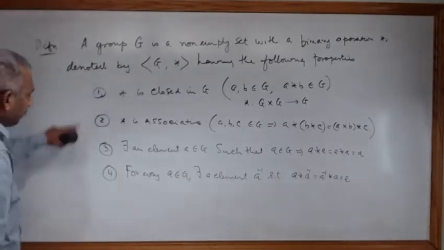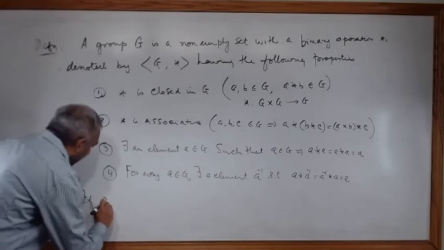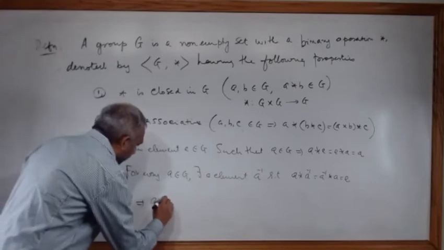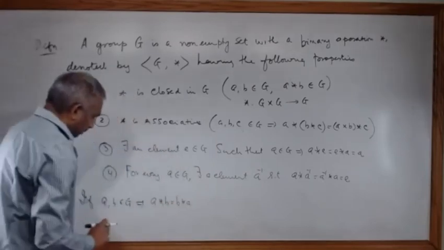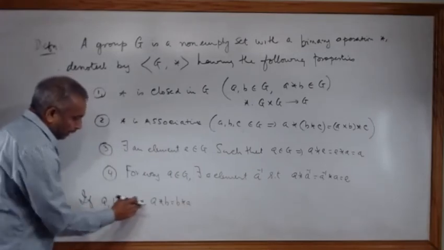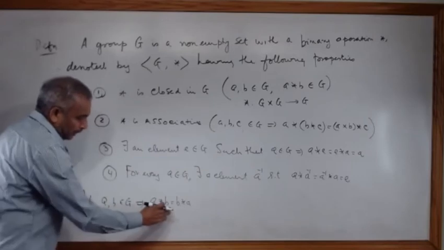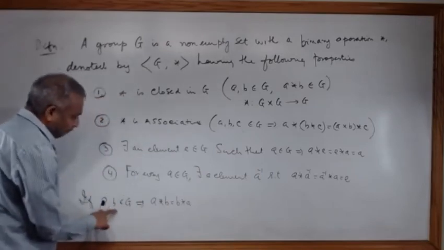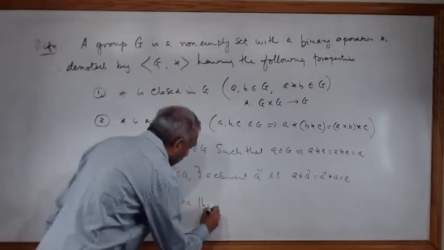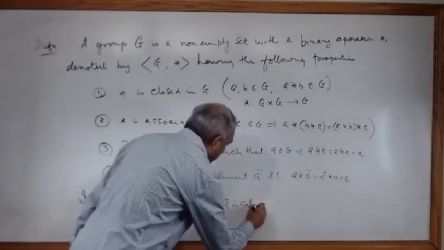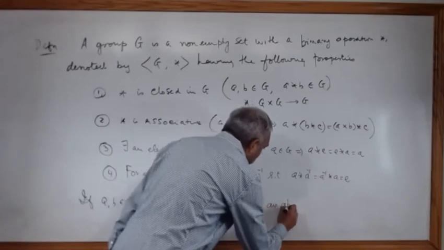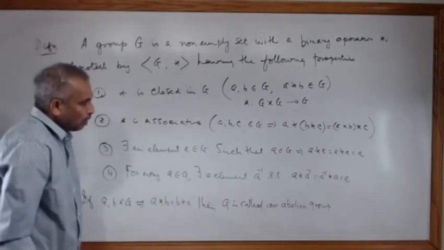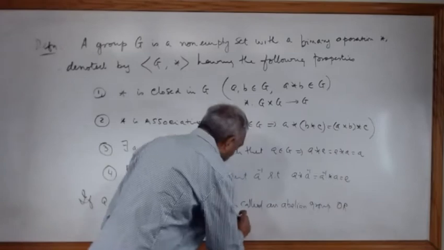In addition to this, if A comma B belongs to G implies A star B is equal to B star A, meaning the order in which you are taking the product with the binary operation is immaterial, for all A and B, then G is called an abelian group. Or a commutative group.